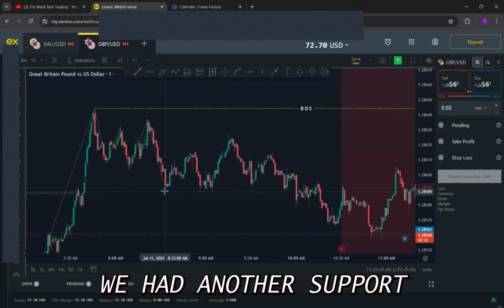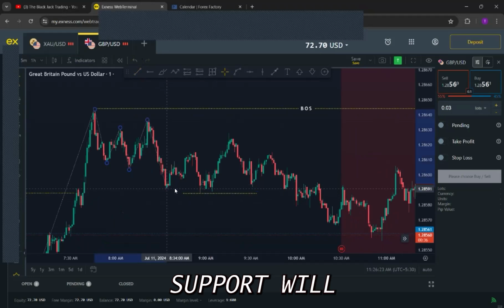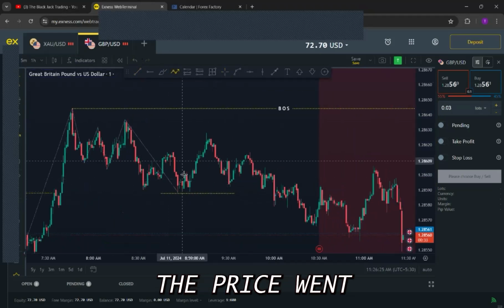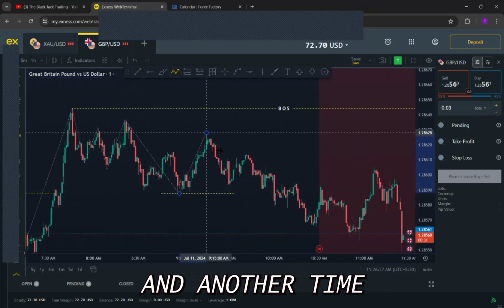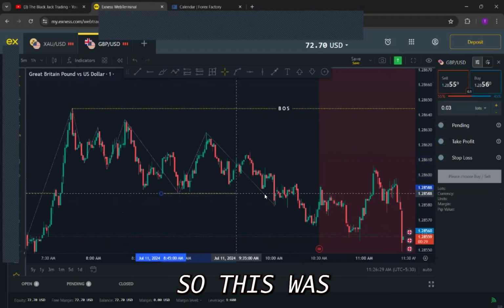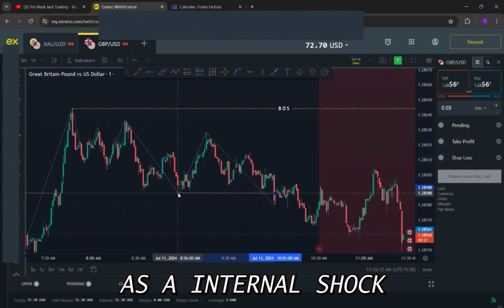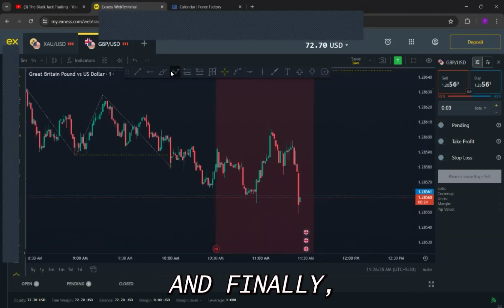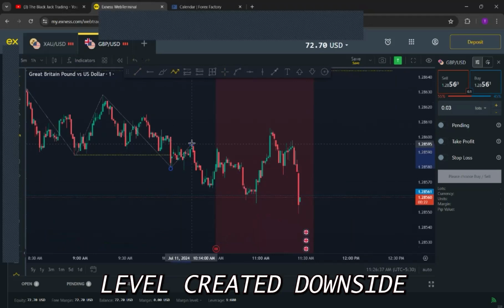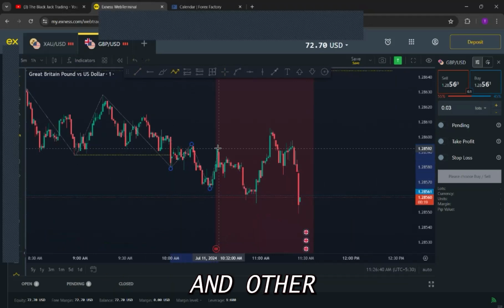So from here, price created another support which was swept. So this support will be transferred over here. The price went towards the upside, something like this, and another time the price went down like this. So this was another breakout, or will be regarded as an internal chalk in the market, or internal breakout structure in the market. Finally, from here, the price created another support level, created downside momentum like this, another lower high and lower low.